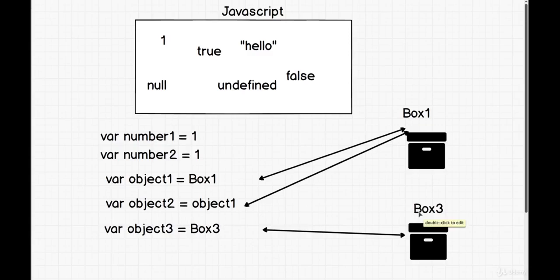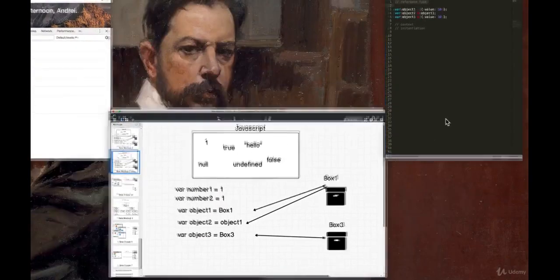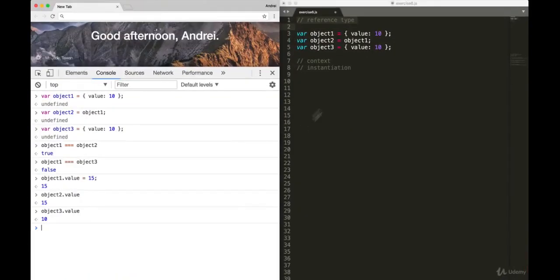That's right over here. So going back to our example, this makes sense. When we change object1 value to 15, we change the contents of box 1. So when we do object2.value, which is referencing the same box as object1, that's 15. But object3.value doesn't change because that's interested in a completely different box.